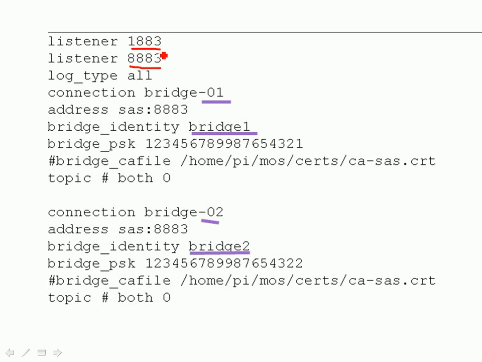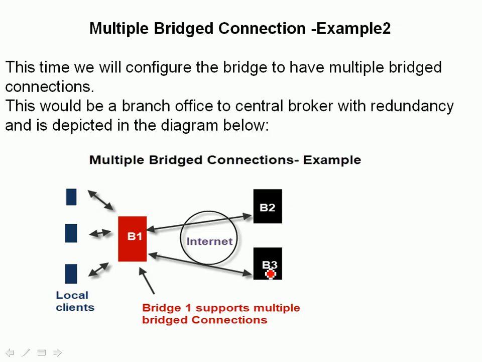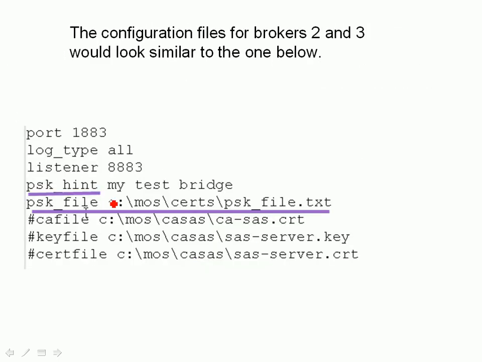This is the entry for the local clients. Remember I said the local clients would be using unencrypted connections. Here's the bridge identity, and here's the number. I've commented out the certificates. We're not using certificates, we're using PSK. And for the second bridge entry, again it's called bridge 2, and there's the number. The PSK file will be sitting on broker 2 and broker 3, and this is what it looks like, and it's basically the same as what we saw earlier on.